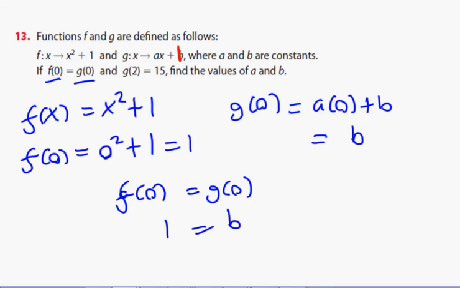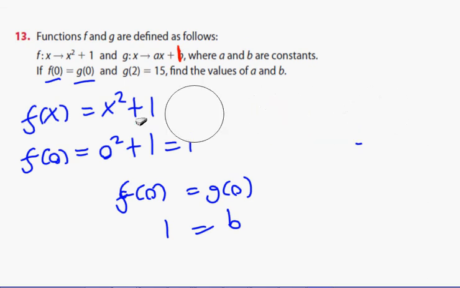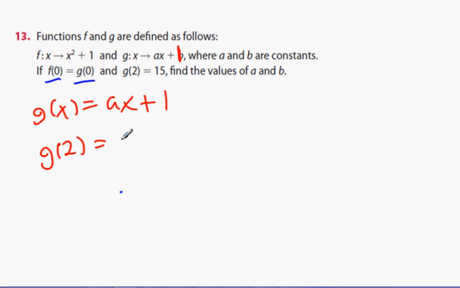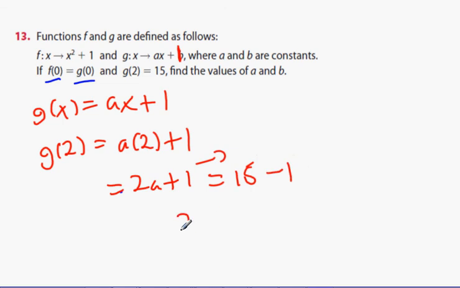Now that we know that b equals 1, we go to our next source of information. Our next source of information is g of 2 equals 15. So g of x equals ax plus 1. G of 2 basically means replace your input with 2, so it's going to be a times 2 plus 1, which is 2a plus 1. And what's the output of g of 2? 15, thank you. Bring over the 1, it becomes a minus 1. 2a equals 14, a equals 7.